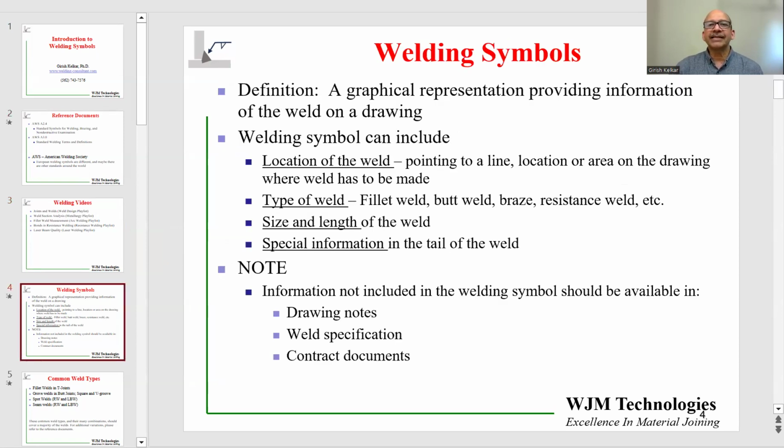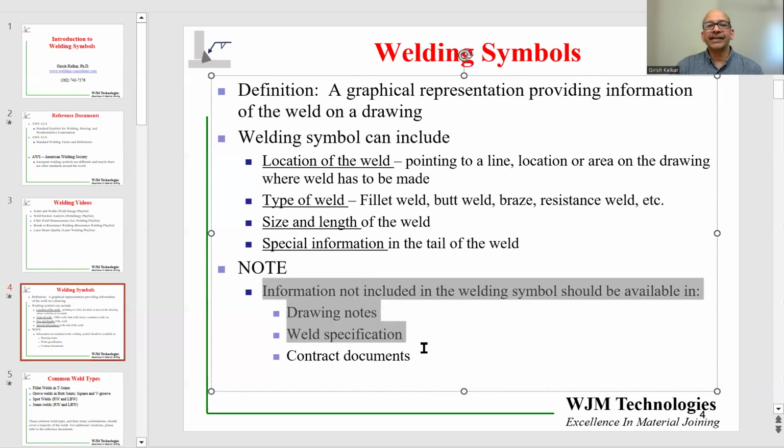A welding symbol is a graphical representation providing information of the weld on the drawing. That information can include the location, in terms of which side the weld is going to be made from, the type of weld, whether it's a fillet weld or a butt weld, and so on, the size and length of the weld, or any special information which can be in the tail of the symbol. Keep in mind there can be a lot of information which is not on the welding symbol, and for that you have to look at the drawing notes, any welding specifications, process documents and contract documents.